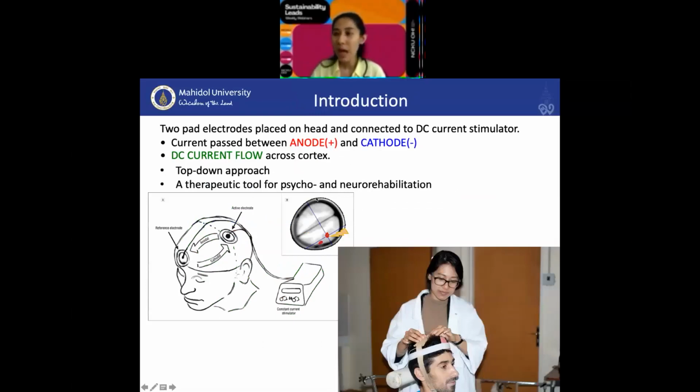So tDCS has 2 electrodes. When you apply the 2 electrodes over the brain, the current will pass between them, like in the figure here. This is a top-down approach, and tDCS has been used in psycho and neuro rehabilitation for a long time.